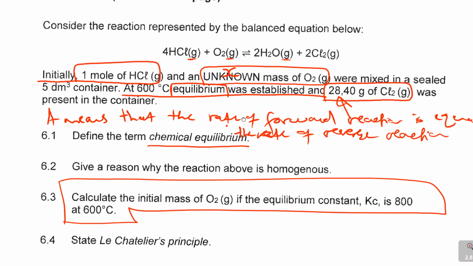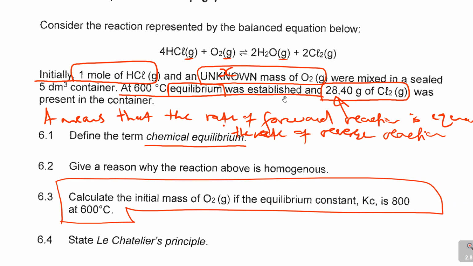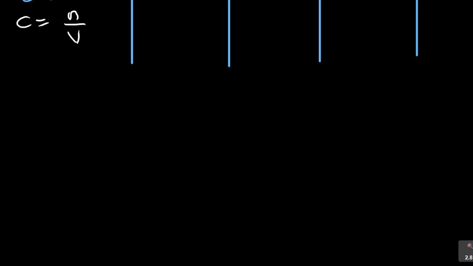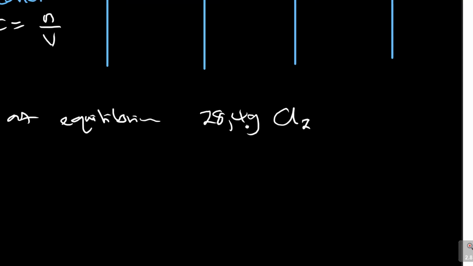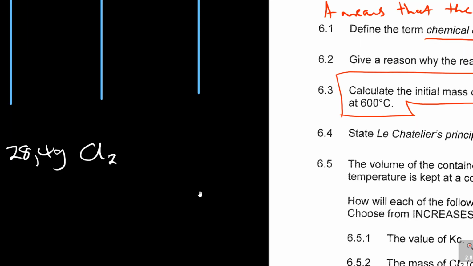at equilibrium. It says at equilibrium, 28.4 grams of chlorine was present. So we can now go 28.4 at equilibrium. So I'll come here and say at equilibrium, 28.4 grams of what? Of Cl2. That's what they told us. Am I right? That is happening at what? At equilibrium.